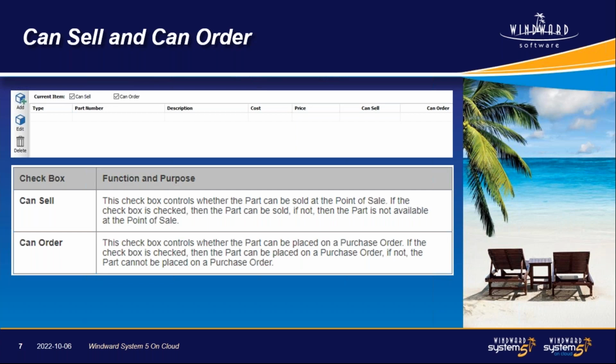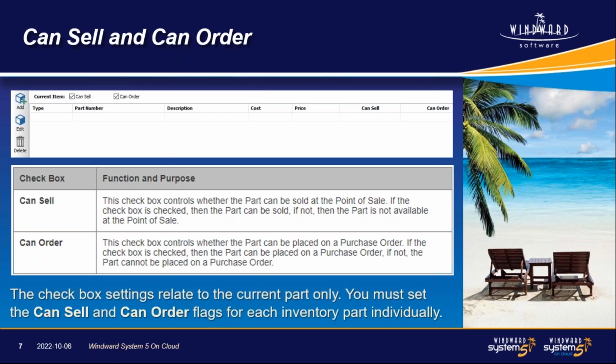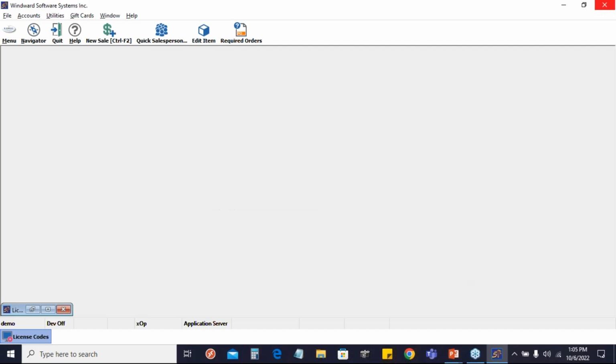And take note that the checkbox settings relate to the current part only. You must set the cancel and can order flags for each inventory part individually. Okay, now we will proceed to our demonstration. So let me pull up my demo here.